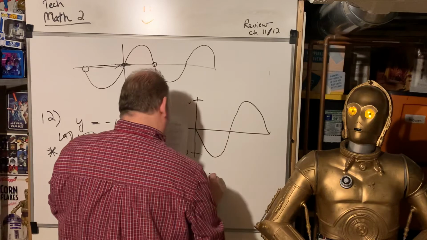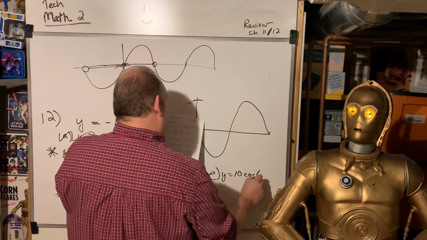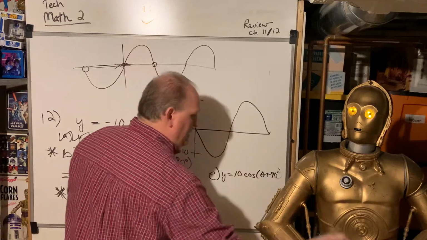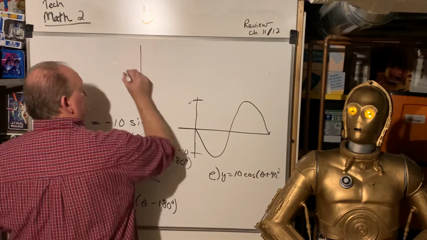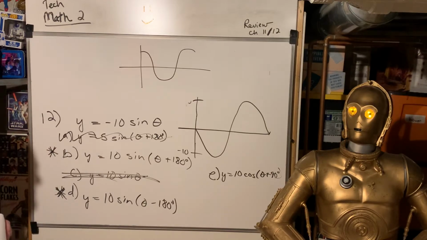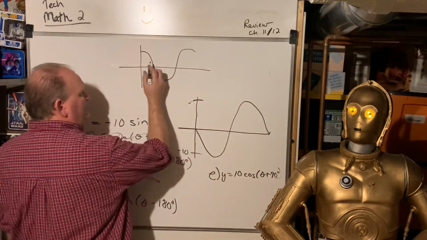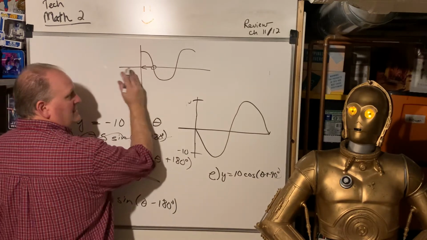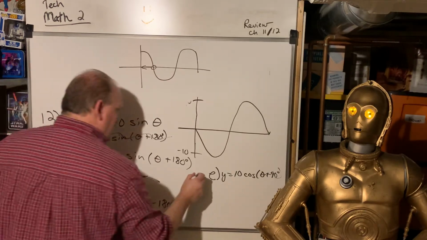E is y equals 10 cosine theta plus 90 degrees. So the cosine curve, let's take a look at what that is. Cosine starts like this, okay? That's the cosine curve, 0 to 360. And plus 90 would shift it to the left 90 degrees. So we would end up with this again. If you took this dot and moved it right there, we would end up with that same sine wave. So E is also a correct answer.